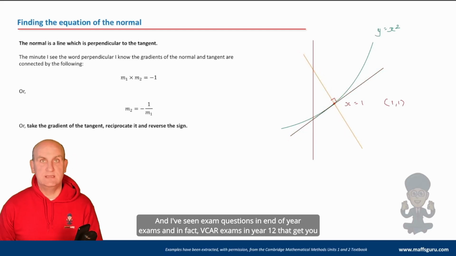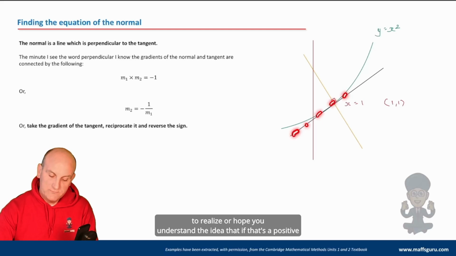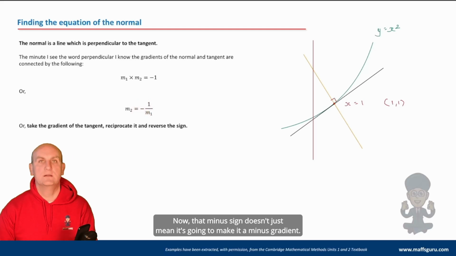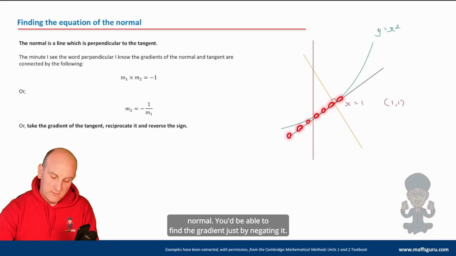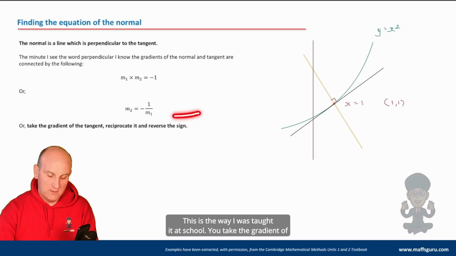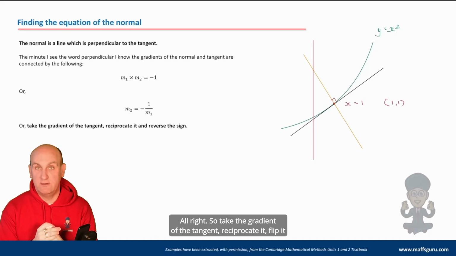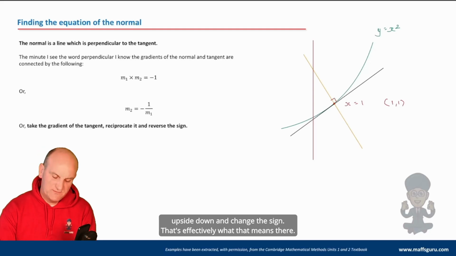And I've seen exam questions in end of year exams, and in fact VCAA exams in year 12, that hope you understand the idea that if that's a positive gradient, that would have to be a negative gradient and vice versa. Now that minus sign doesn't just mean it's going to make it a minus gradient. They might give you the gradient of the tangent and you'd be able to find the gradient of the normal just by negating it. This is the way I was taught it at school. You take the gradient of the tangent, you flip it upside down, and you reverse the sign. Job done. That's effectively what that means there.